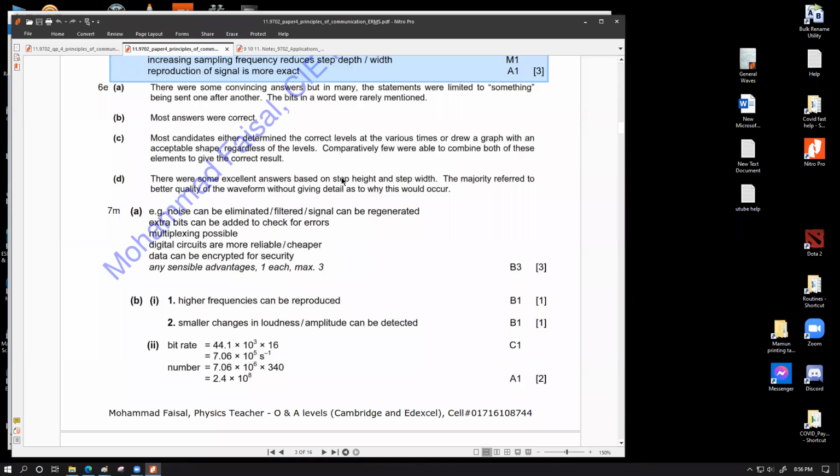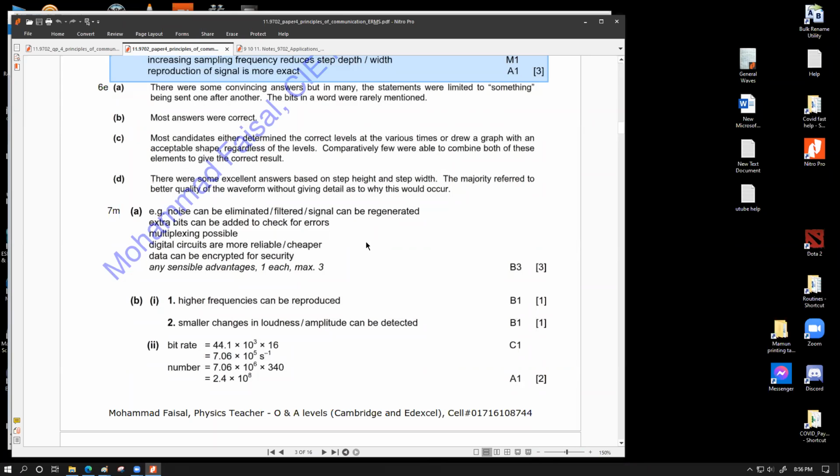If you say that analog is not reliable, period, that's not essentially true. Analog is reliable over short distances. It works. But over long distances, it's no longer reliable. That's the difference. So you have to mention that distance factor. That's important. Okay, sir. Thank you.